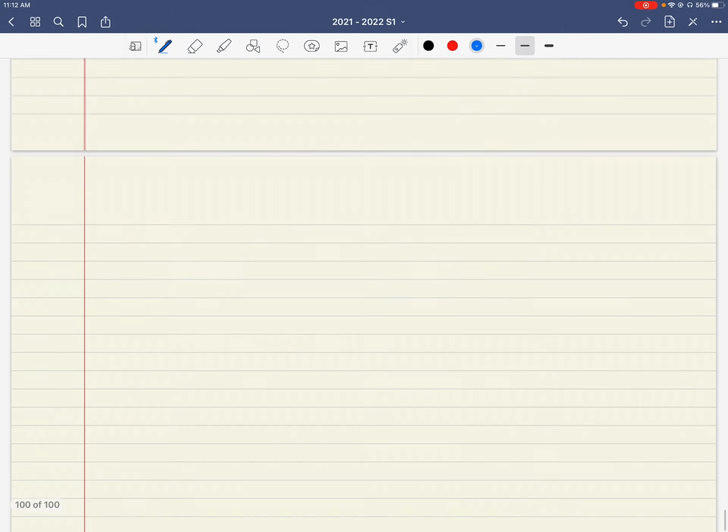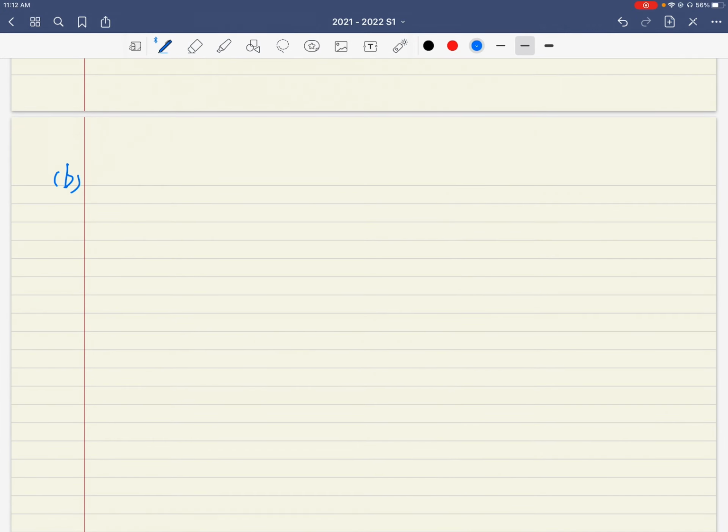Then part B. Part B, you integrate ln square root of x. So now it seems like you don't even have a product. What should you do now? You can always treat it as 1 times this function. It's still the same function.